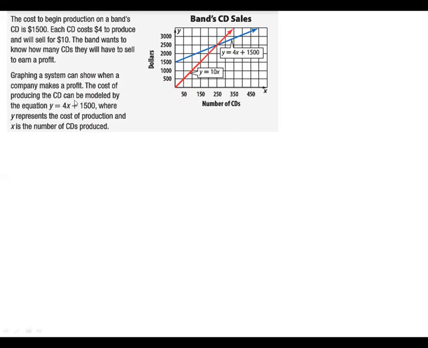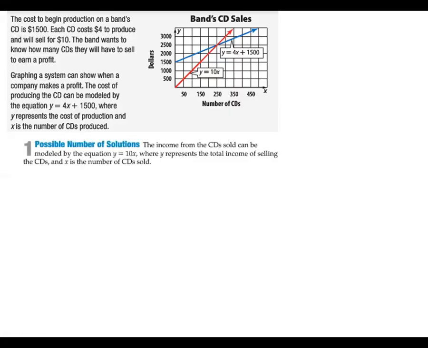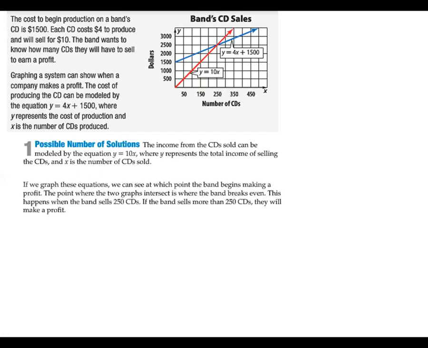The cost of producing the CD can be modeled by y equals 4x plus 1,500, where y represents the cost of production and x is the number of CDs produced. The income from the CDs sold can be modeled by the equation y equals 10x, where y represents the income of selling the CDs and x is the number of CDs sold. If we graph these equations, we can see at which point the band begins making a profit. The point where the two graphs intersect is the break-even point, where the band breaks even, and that's what I was talking about before. This will happen when the band sells about 250 CDs. If they sell more than that, then they begin to make a profit.